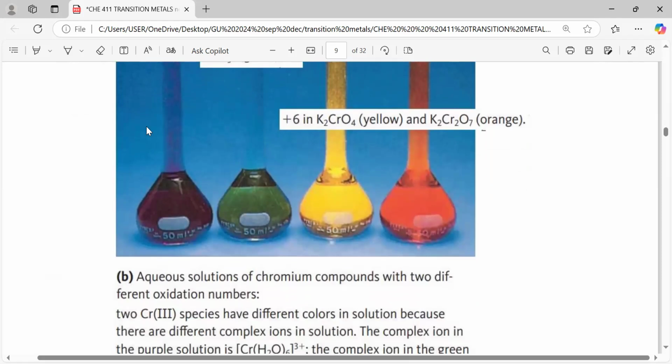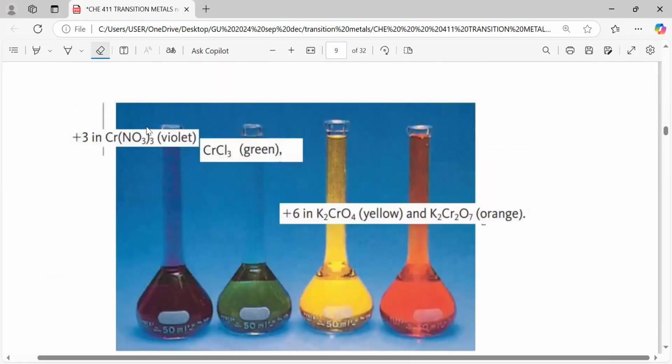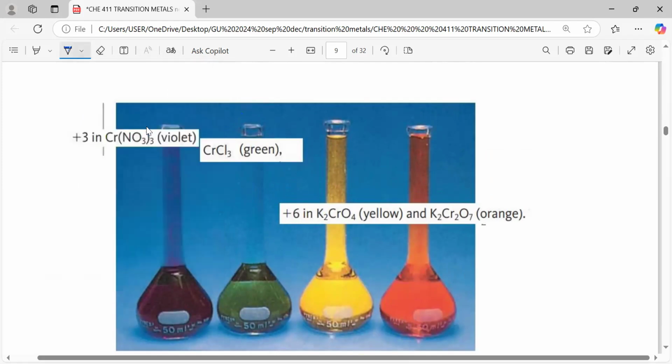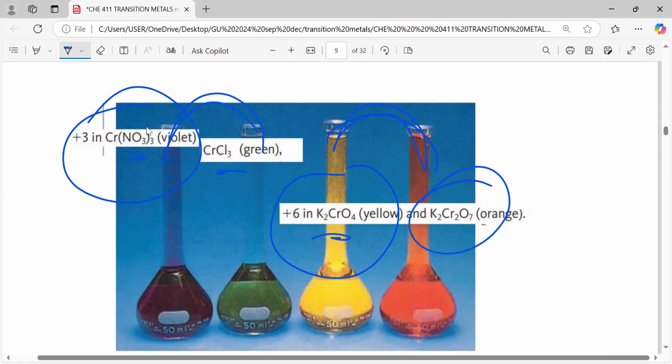So if you are to draw the orbital diagrams of chromium 3, for example, it will not be similar to chromium 6 here. Of course, these two are chromium 6, these two are chromium 3. However, they have different groups attached to them. Here you have nitro, but here you have chloro. Here you have chromate, here you have dichromate.